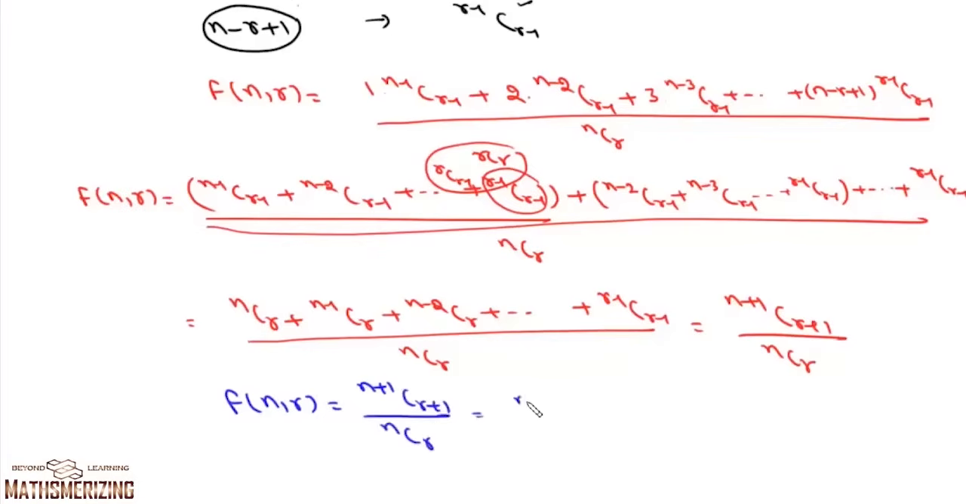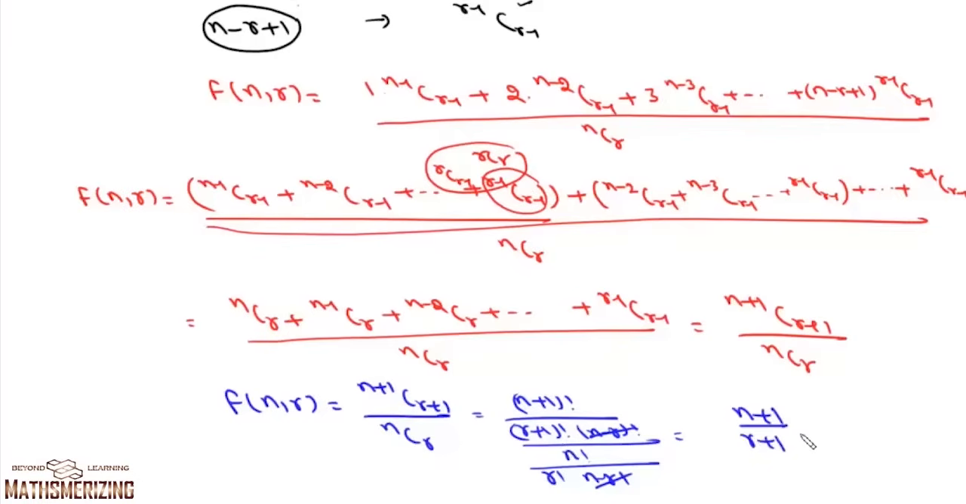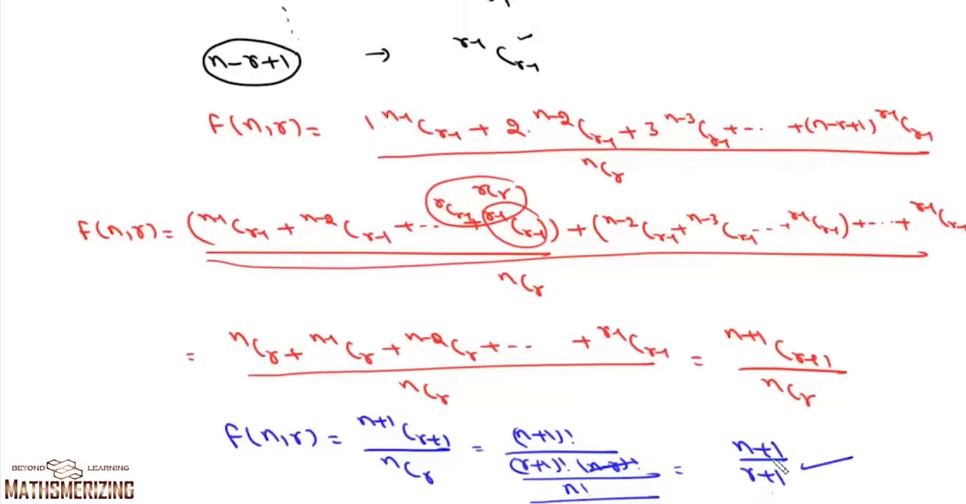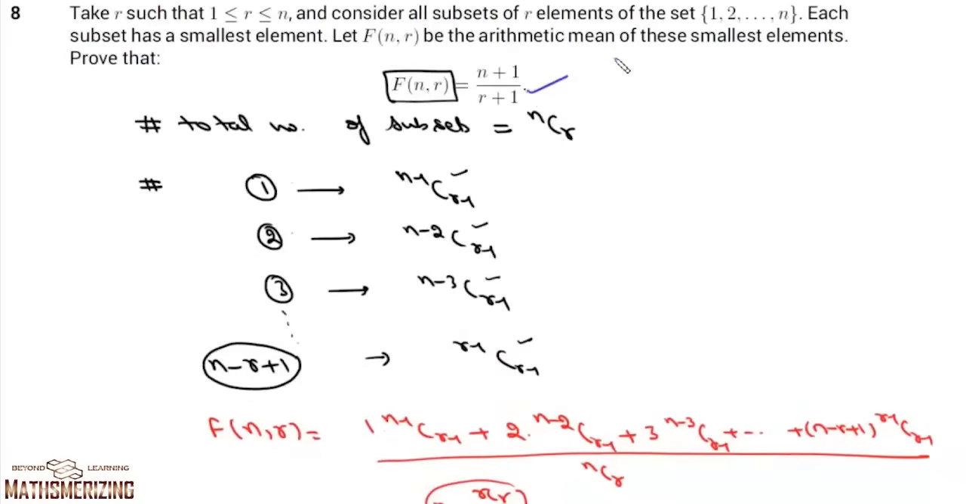Now this is factorial n plus 1, factorial R plus 1, factorial n minus R, upon factorial n, factorial R, factorial n minus R. Factorial n minus R will cancel. Now factorial n and factorial n plus 1 will give us n plus 1, and factorial R plus 1 upon factorial R will give us R plus 1. So from here we can say the value of F(n,R) is n plus 1 upon R plus 1, which is what we needed to prove in this question.